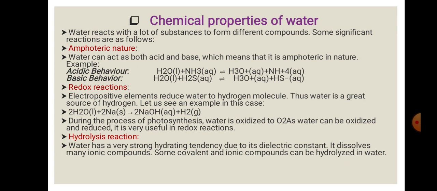Then the next chemical property of water is redox reaction. Electropositive elements reduce water to hydrogen molecule. Thus water is a great source of hydrogen. Let us see an example in this case. Two water molecules when combined with two sodium atoms will give two sodium hydroxide molecules plus H2 in gaseous form. During the process of photosynthesis, water is oxidized to oxygen. As water can be oxidized and reduced, it is very useful in redox reactions.